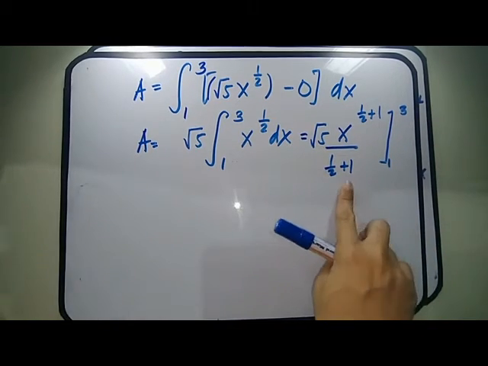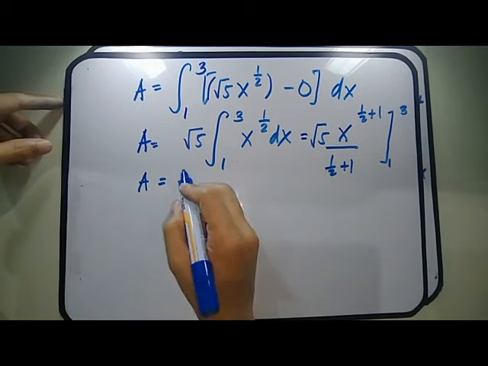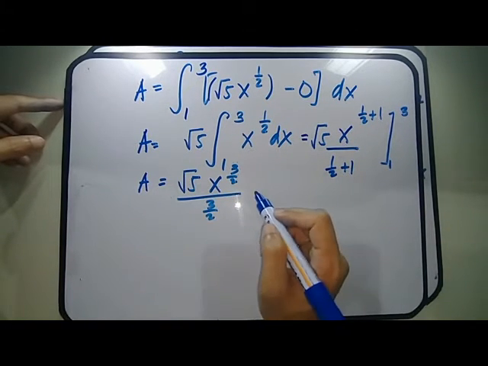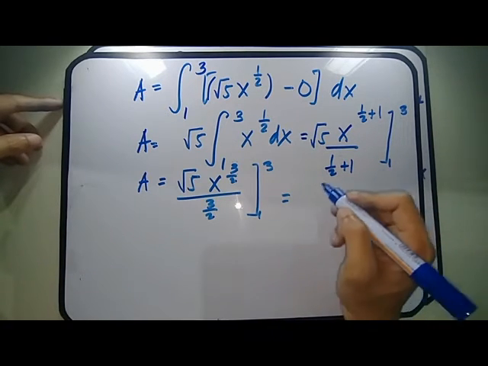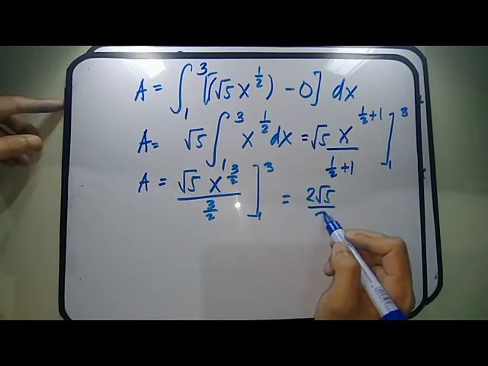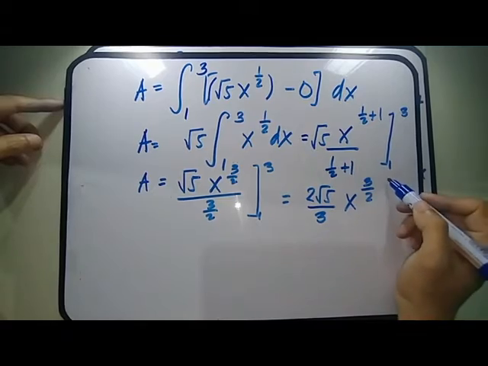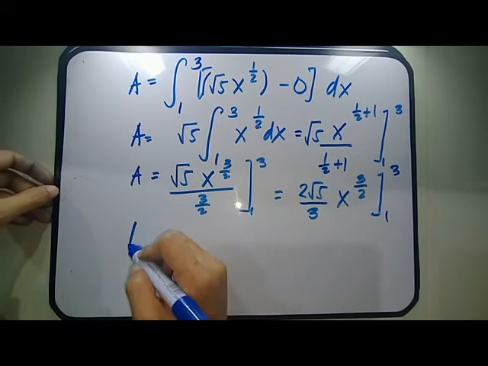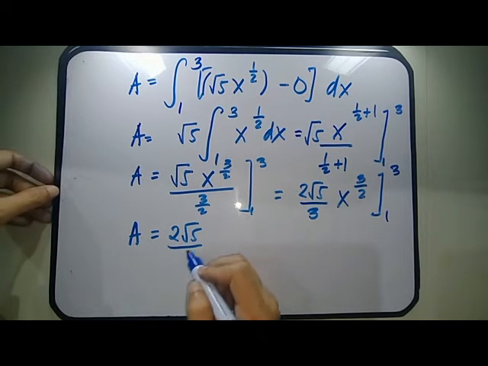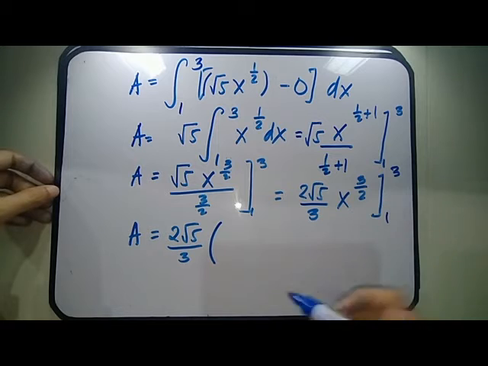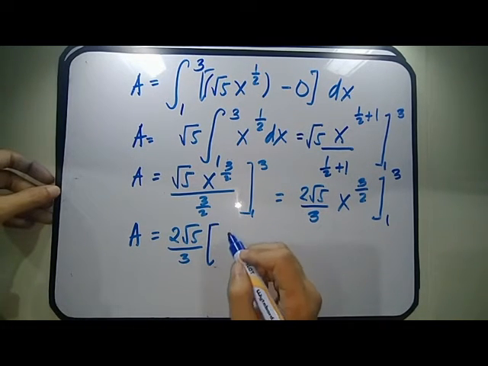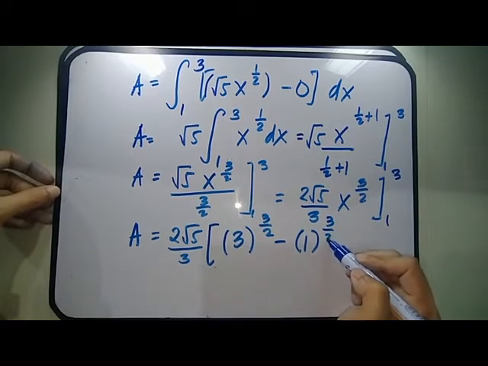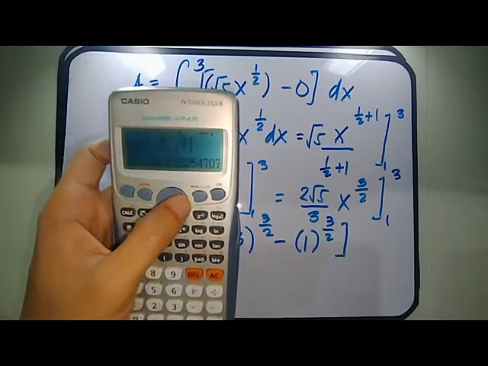We just simplify this. You have 1 half plus 1, that is 3 halves. Square root of 5, x raised to 3 halves all over 3 halves, from 1 to 3. Further simplifying, we have 2 square root of 5 all over 3, x raised to 3 halves. And the last step is to input those limits. So area is equal to 2 square root of 5 all over 3. Substitute your upper, subtract your lower from the upper. You have here 3 raised to 3 halves minus the lower limit, 1 raised to 3 halves. Then we simplify this, that is equal to 6.255 square units.